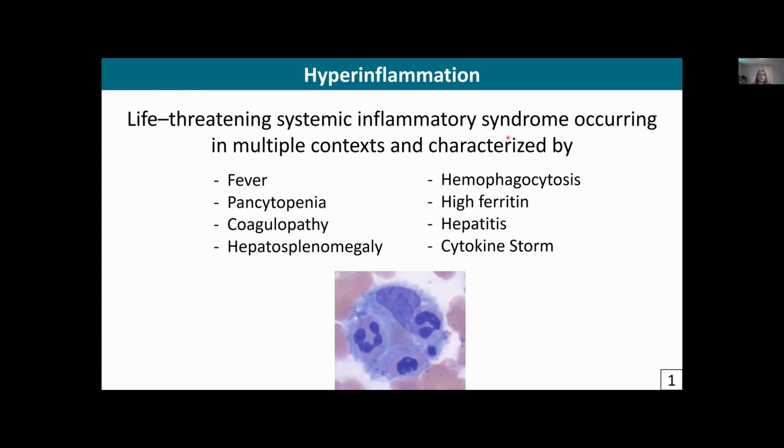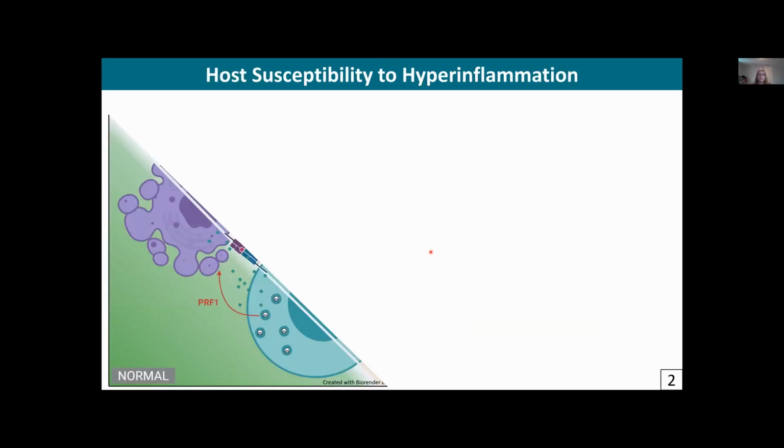Just to start us off, hyperinflammation is a life-threatening systemic inflammatory syndrome that occurs in multiple contexts, but is characterized by multiple clinical phenotypes, including recurrent fever, hepatosplenomegaly, hemophagocytosis, which is shown here, as well as inflammatory cytokine storm. Our lab is specifically focused on how host susceptibility factors can lead to this disease in patients. Today I'll be talking about two susceptibility factors.